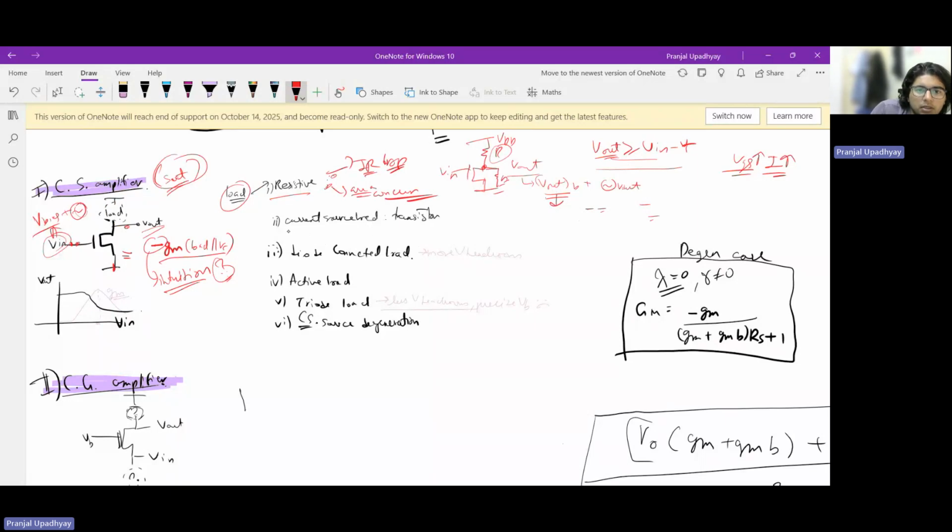Okay, so let's go to the next option that we have instead of a resistive load. What can we use? A current source load, which is basically using a transistor. The idea here is that if a linear device like a resistor is causing a huge drop, why not just use a non-linear device, like a transistor, which is not causing that kind of IR drop?